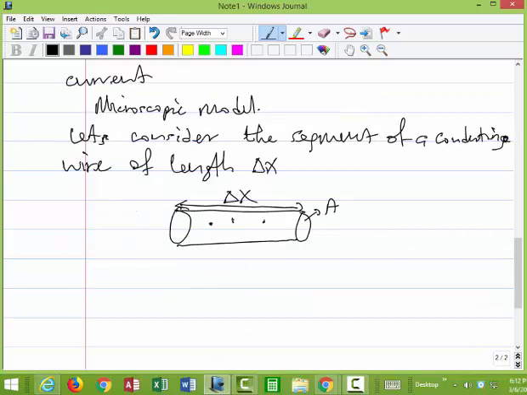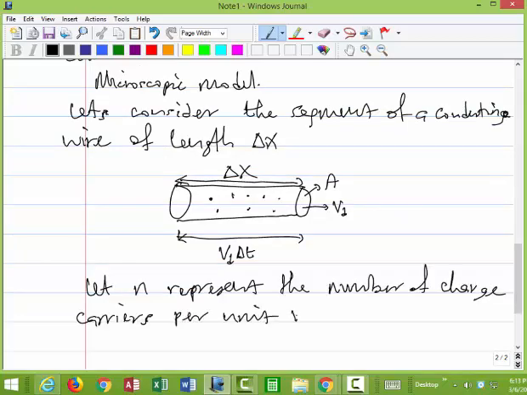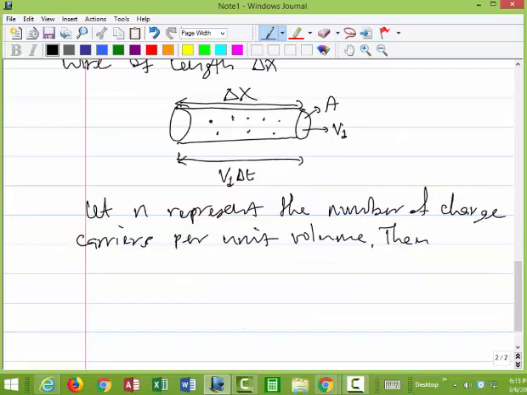We can have charge carriers in the wire moving around, and those charge carriers will move with a certain drift velocity, v subscript d. They would cover this interval delta x in a time delta t. If you multiply the drift velocity by the time interval, that gives the interval delta x. Let n represent the number of charge carriers per unit volume. That is the section that is shown.